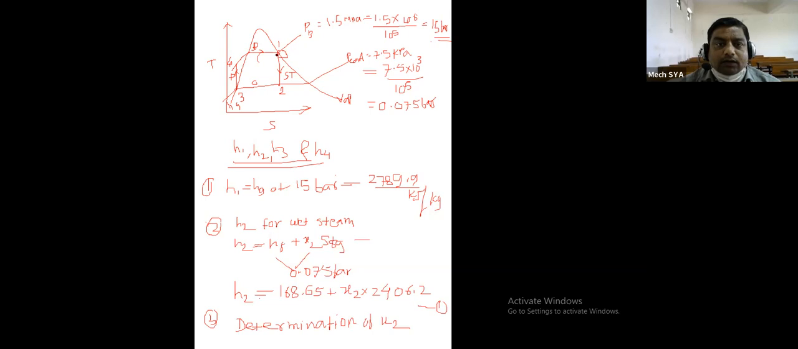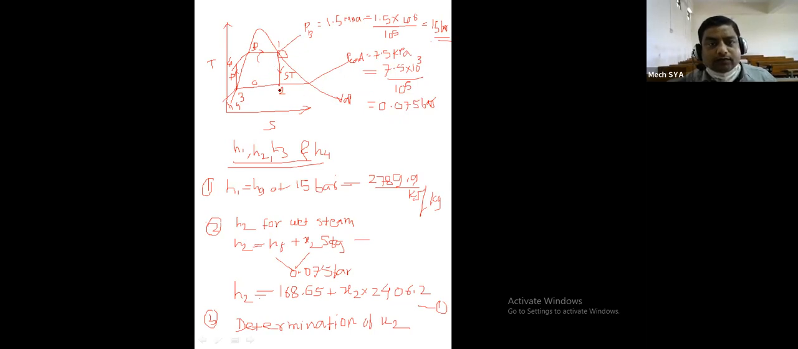The steam is expanded up to a pressure of 7.5 kilopascal. Therefore, what is the pressure in the condenser? 7.5 into 10 raised to 3 divided by 10 raised to 5, because 1 bar is equal to 10 raised to 5 pascal. So 7.5 kilopascal is converted into 0.075 bar. Then for the cycle, two pressures are there.